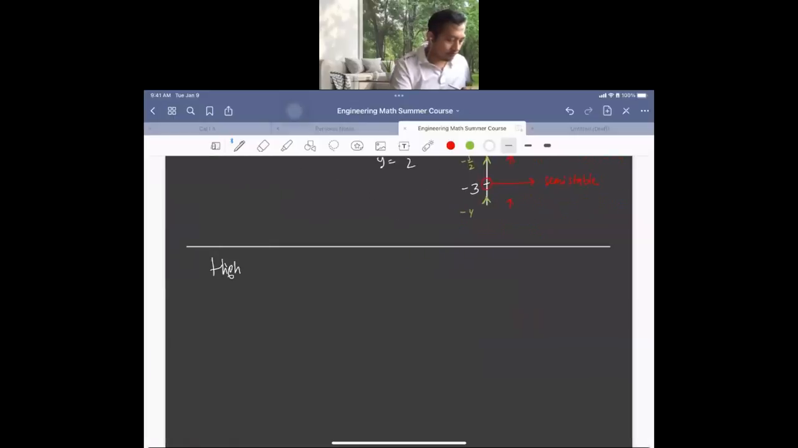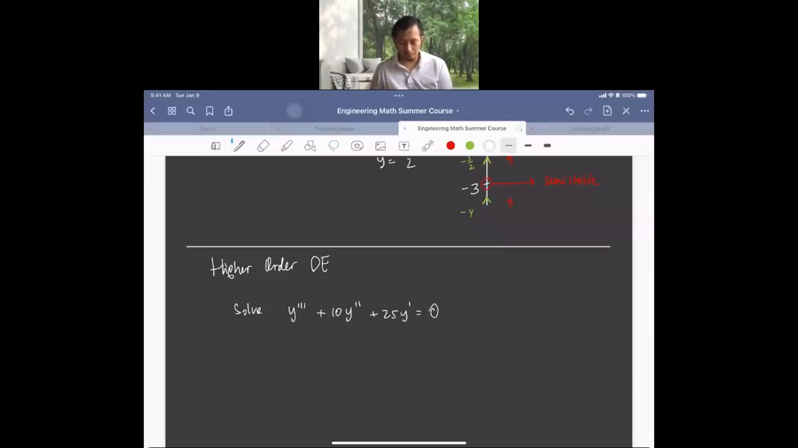Okay, now we take a step to higher order. I will just give you quick questions. So let's say solve y cube, and not cube. It's the third derivative, sorry, plus 10y double prime plus 25y prime. Okay, let's start from the simple.